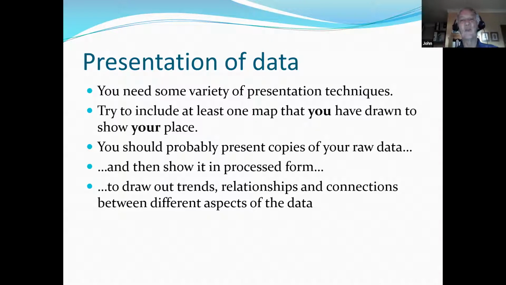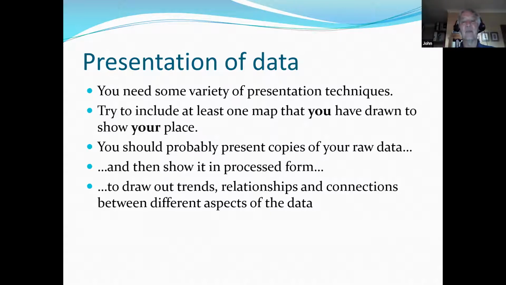Can you do at least one map? So your map can be the actual map of Heaton Park, showing all the different features of Heaton Park, the playgrounds, the cafes, the paths, and so on. You probably should present copies of your raw data, probably in the appendix, but then show that raw data in a processed form. And when you process it, key point, you're trying to draw out trends. That's the overall pattern that the data shows.